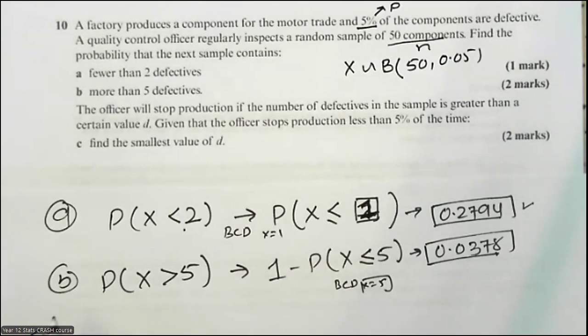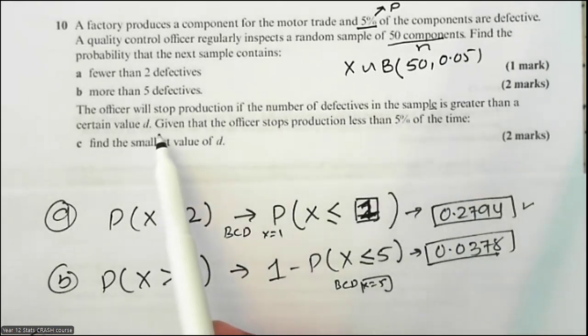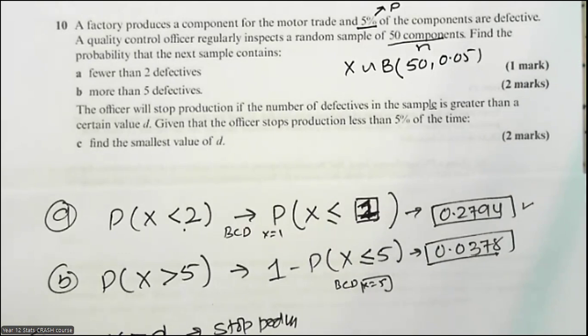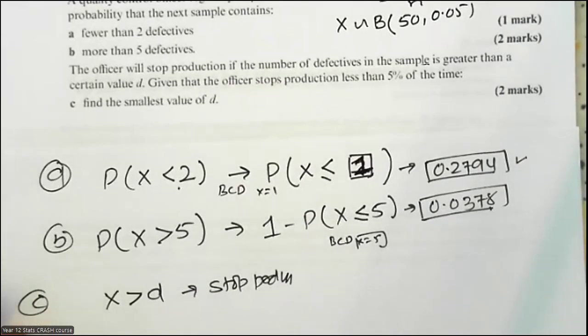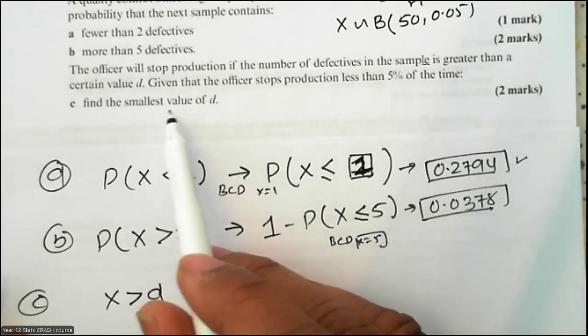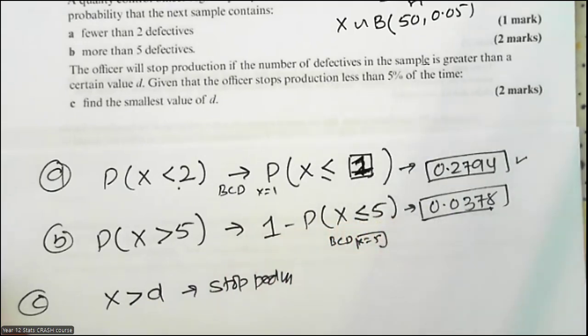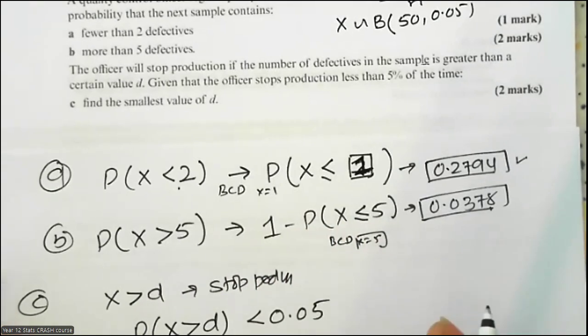Okay, so part C, it says the officer will stop production when the factory sample is greater than a certain value D. So if X is greater than D, he will stop production. Obviously we need to figure out when that happens, but they've asked you to find the value of D. Find the smallest value of D so that the probability of the officer stopping production is less than 5%. So I want to find D, so this is less than 0.05.